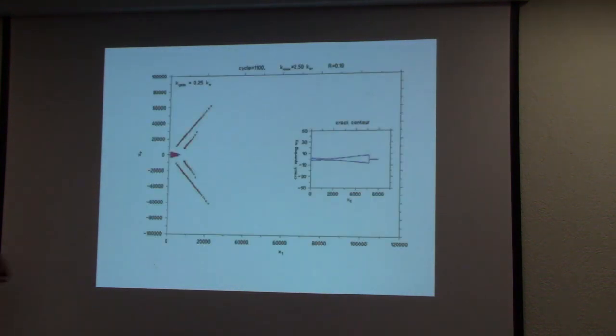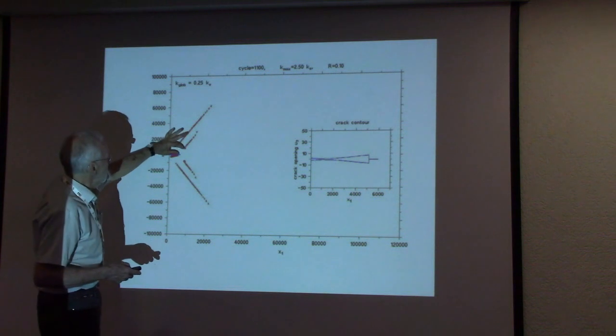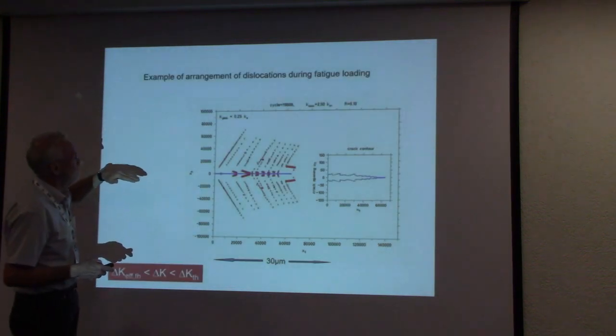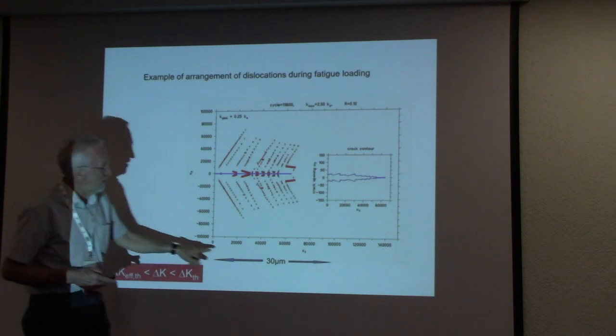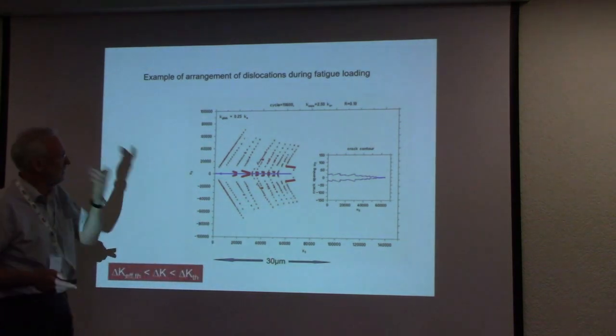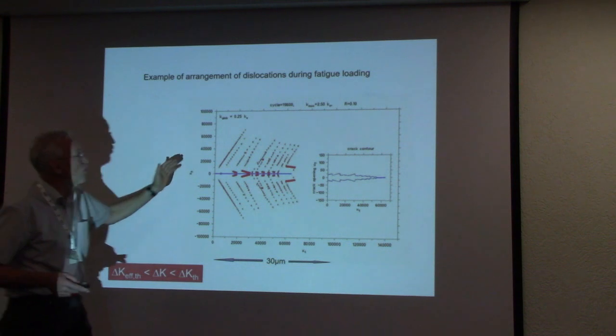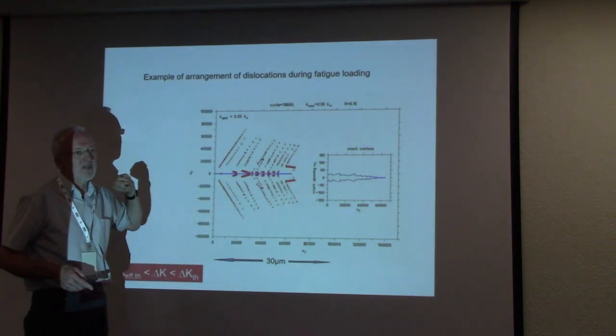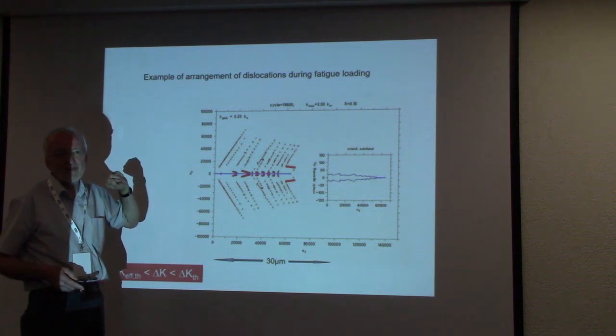Okay, and interesting to see the size. Let me go back. This here, these are 30 microns. If we have a coarse-grained metallic material, this would be more or less what happens in one grain.